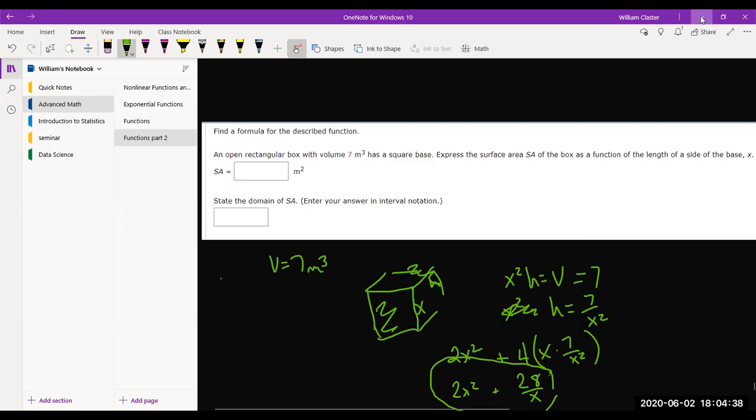Professor, can I interrupt? Yes, please. The question says it's an open rectangular box, so it's only 5 sides instead of 6. Oh, yeah, thank you. Okay, he's right. Thank you so much.